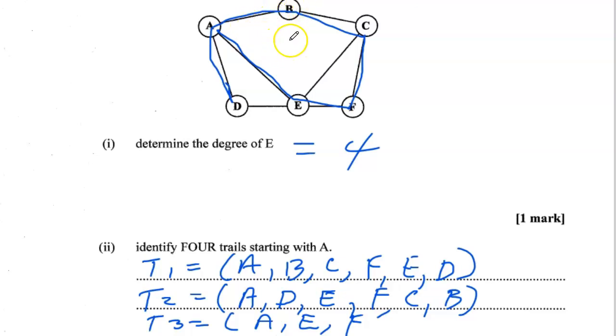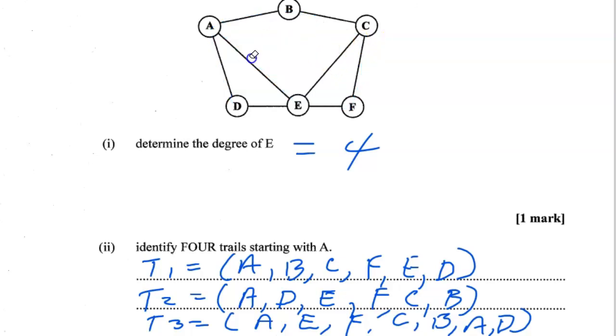What's important is that we don't travel an edge twice. It's okay to travel a vertex twice, but since it's a trail, we cannot travel an edge twice. So the vertex A, or any other vertex, we can travel twice, but we're not allowed to travel an edge more than one time. So F to C to B to A, and then to D. And we have another trail. So we need one more final trail.